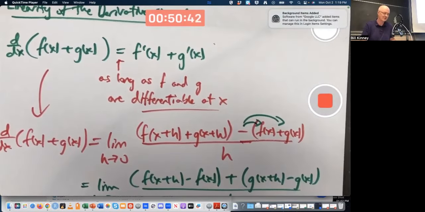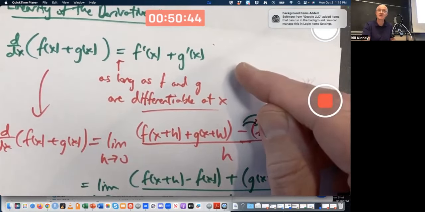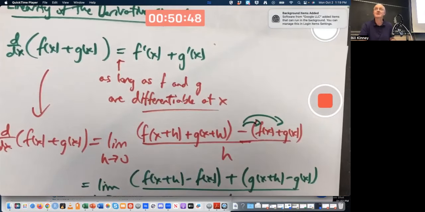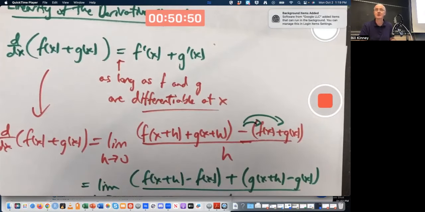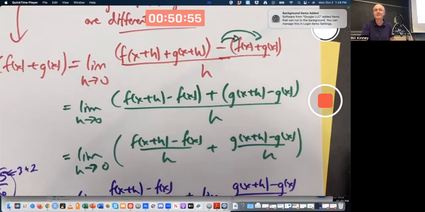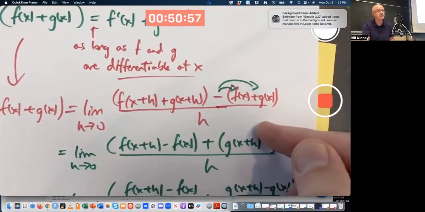If f and g are differentiable at x, then so is f plus g, and that derivative equals the sum of these two derivatives. It's to emphasize the importance of differentiability for the moment. And properties of limits to review that. And the definition of the derivative to review that.